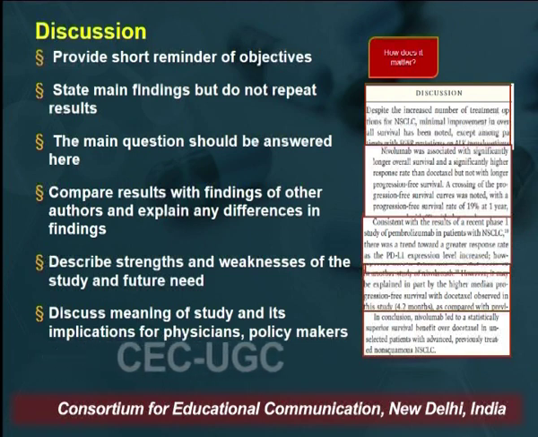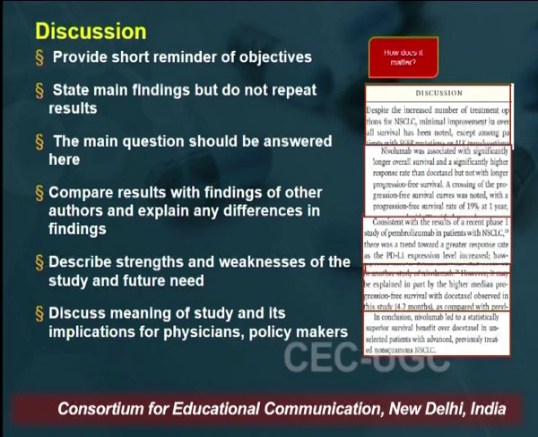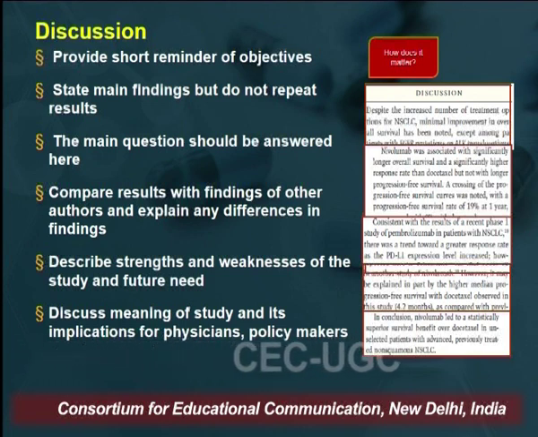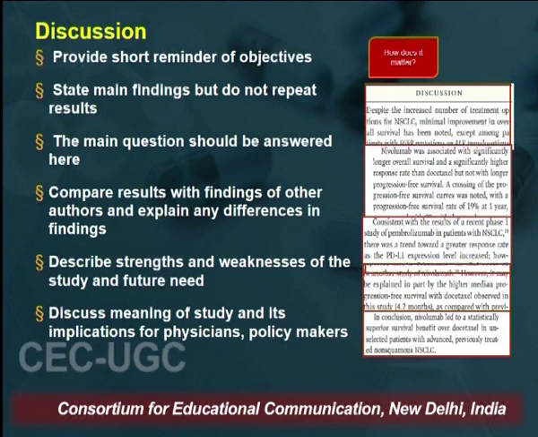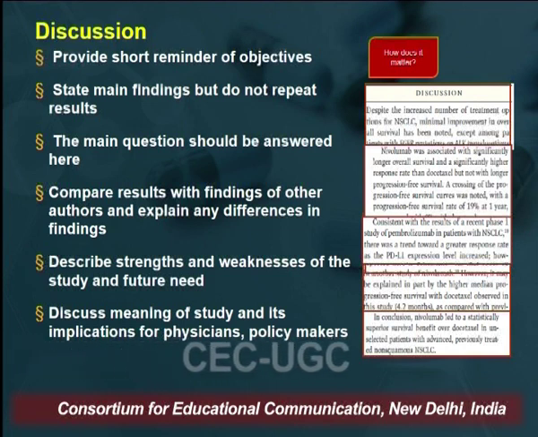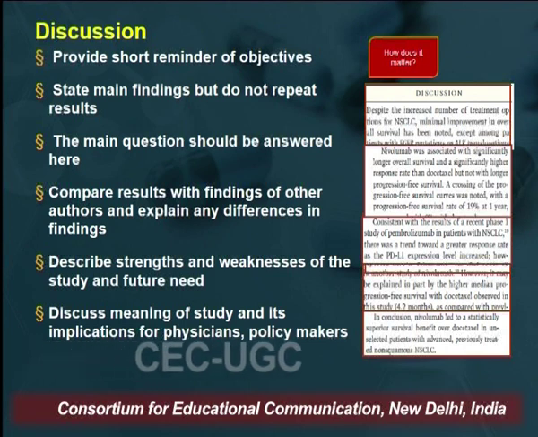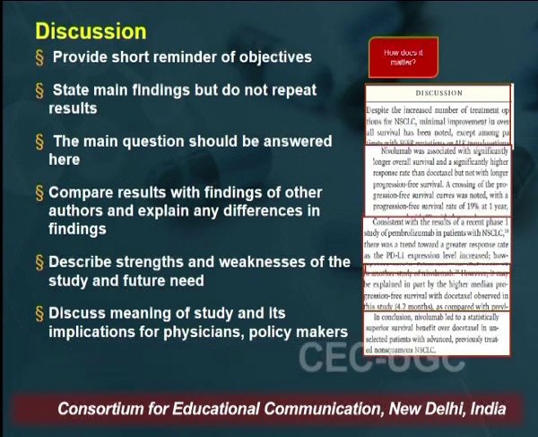Then state the main findings, but do not repeat the results. You have to summarize your results, but not repeat the complete results, just a summary of the main findings especially. So, the main question should be answered there. See, the sequence goes: you write the main objective and give the result of that particular objective in a summary format. So, it means that you have answered your objective, right.